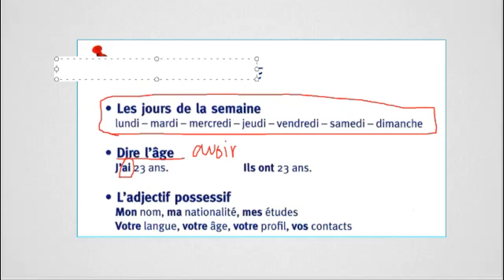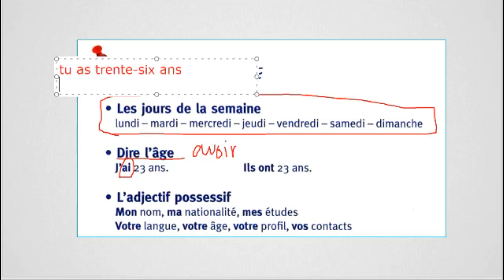You are 36 years old. So how to say that in French? You are 36, right? Trente-six. Ans. Ten ans, not ans. Oh, trente-six ans. Okay.